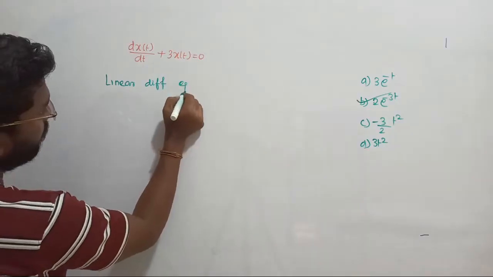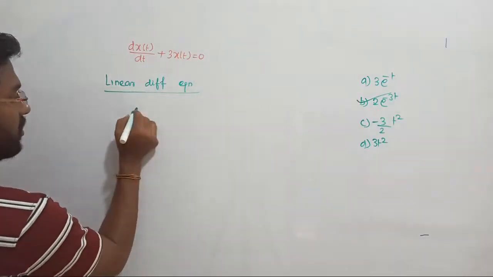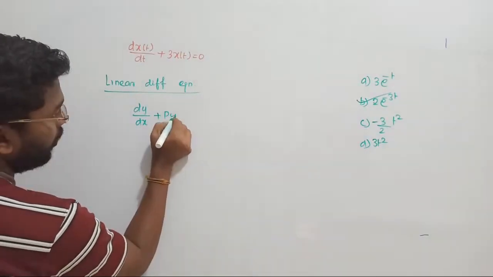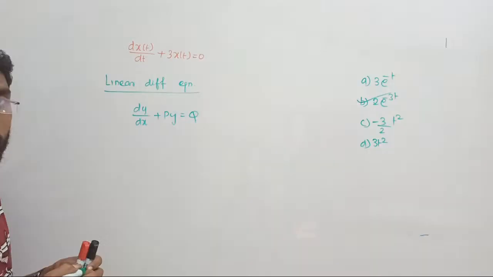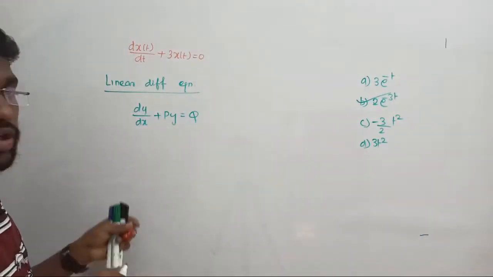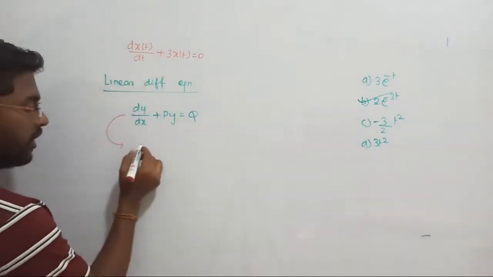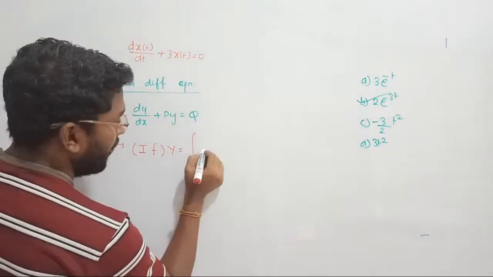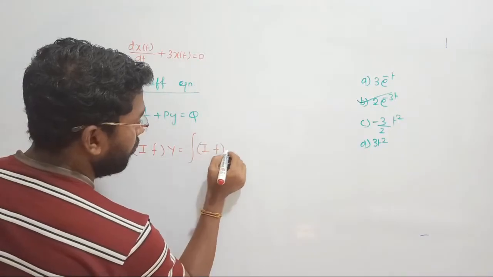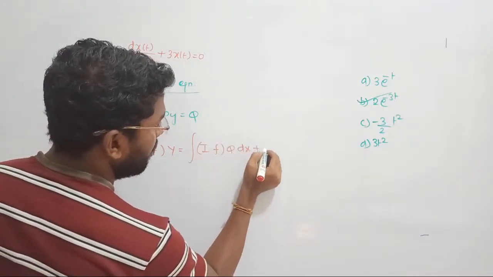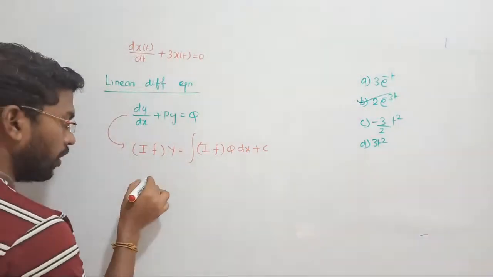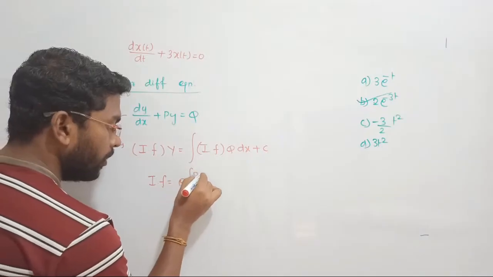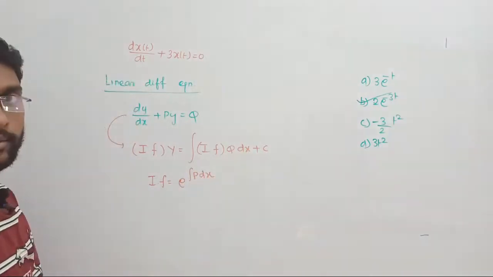What we saw, the linear differential equation is the standard differential equation dy by dx plus p into y equal to q. That is the format. Now for this equation, what will be the solution? We have to write integral factor into y equal to integral of integral factor into q into dx plus c. Whereas you have to find the integral factor, that is equal to e power integral of p into dx. Exactly, that is correct.